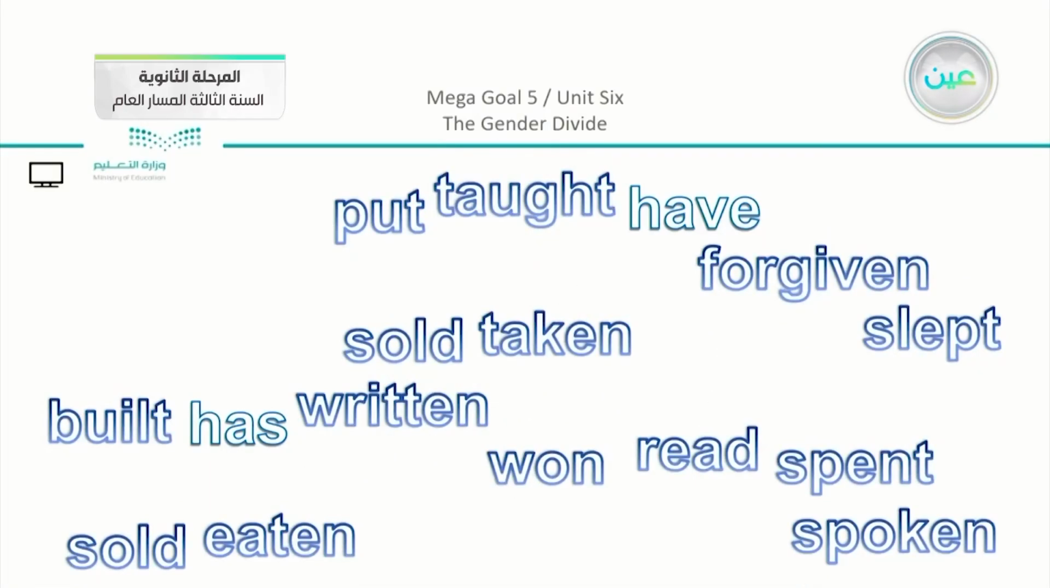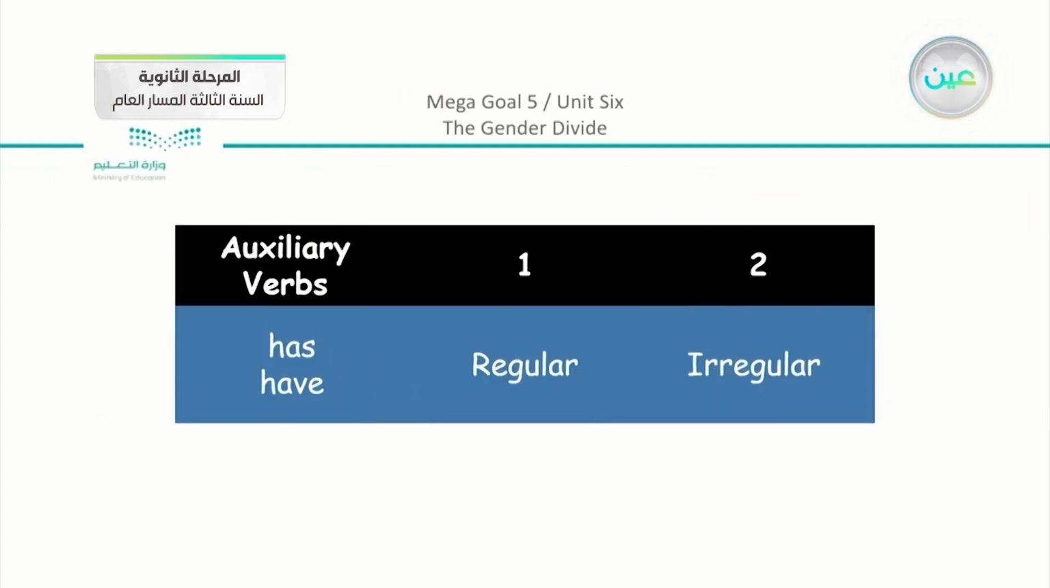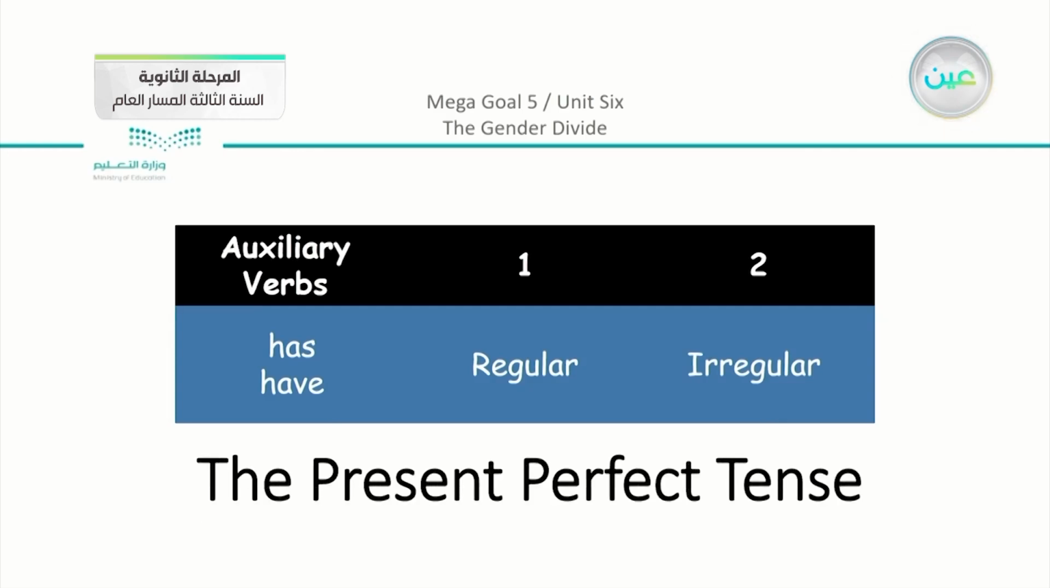the verb changing. And we have these two, which are has and have, that are auxiliary verbs, or we can say helping verbs. So basically we have the auxiliary verbs, we have the regular, and we have the irregular verb here. We are going to focus on the present perfect tense, which means that we are going to focus on the auxiliary verbs has and have plus the irregular verb.